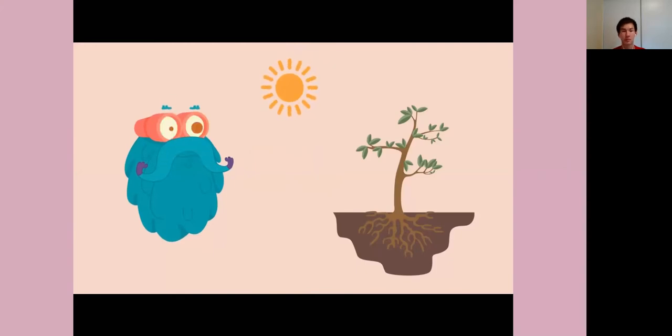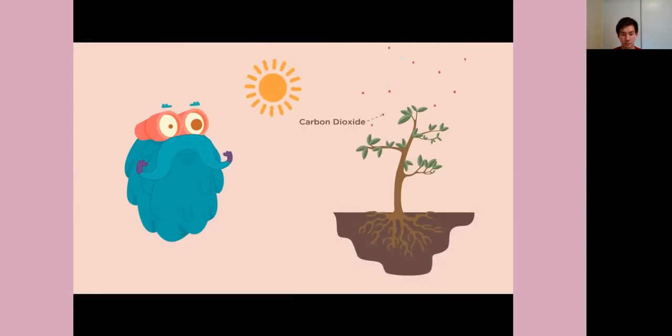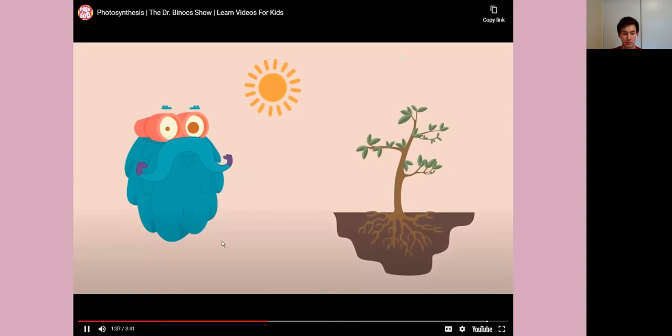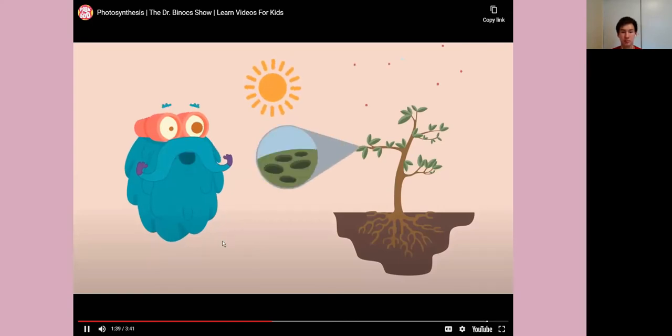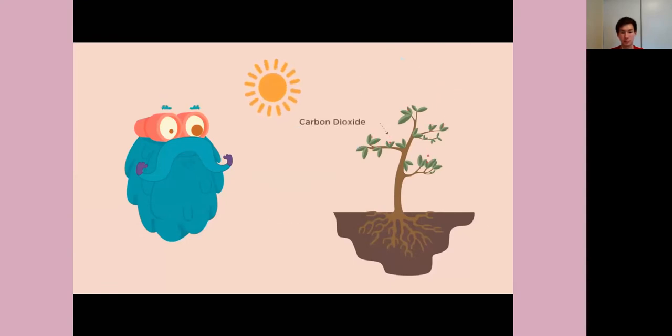Plants use this process to make their food with the help of sunlight, water, and carbon dioxide. Did you know that plants breathe just like us? You didn't? Well, now you do. Plants have tiny openings called the stomata present in their leaves, through which they take in carbon dioxide. Yes, they breathe in carbon dioxide and give out oxygen.